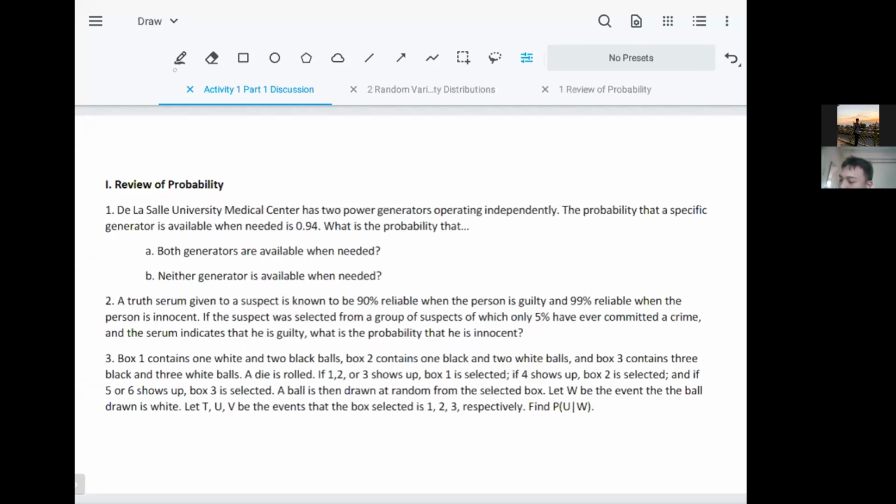Probability is a property ng event, diba? P of A yung notation natin, probability of A. So, set up natin kung ano yung A, ano yung mga events. Sulat natin kung ano mga given, then we answer the problem.